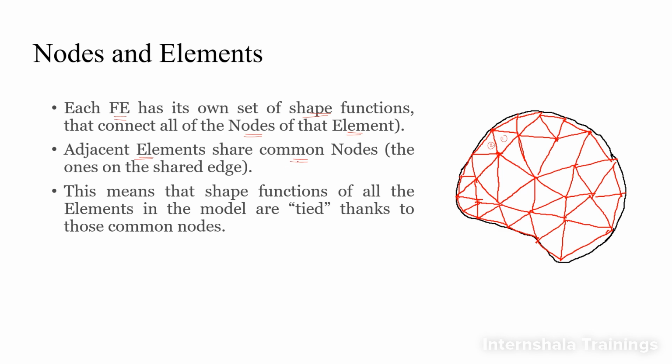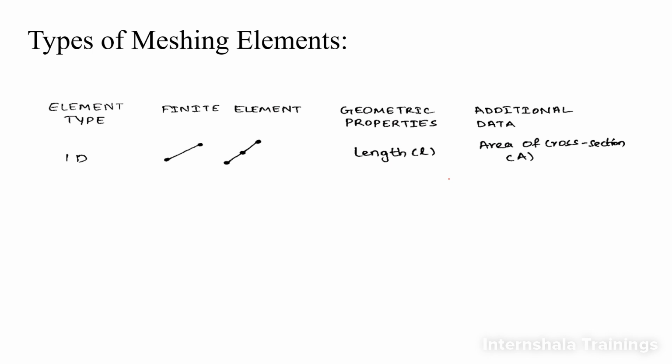So what does it mean that elements share a common node? That means they are having somewhat similar shape function and they are being tied using these common nodes. So the shape function of this element is being tied to the shape function of this element using the presence of common nodes.